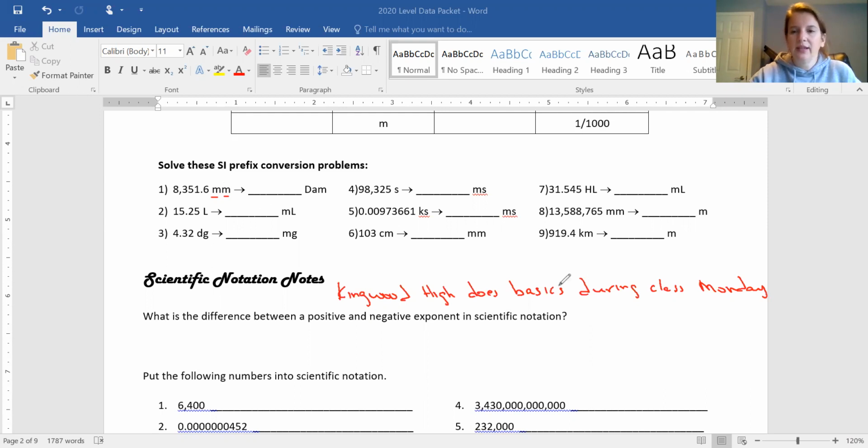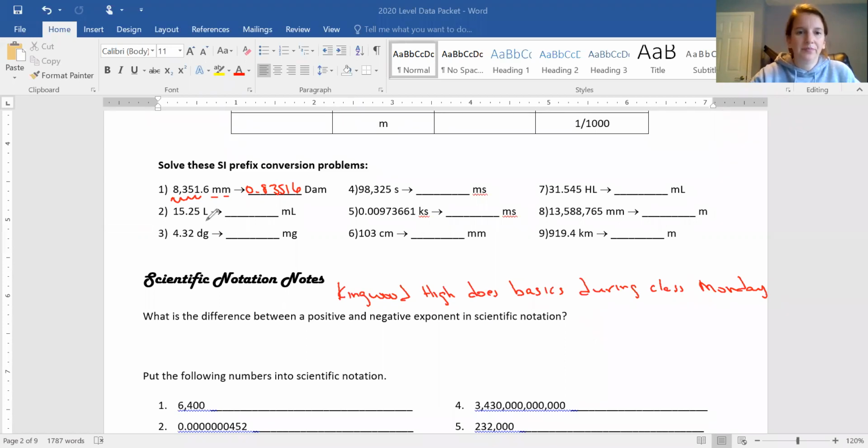So we're going from a little m, which is here, to a DA, which is here. So I need to move my decimal point 1, 2, 3, 4 times to the left. So I go back up to my answer here, 1, 2, 3, 4 times, and I have to move it right there. So I get 0.83516. So notice I had to move my decimal point 4 times to get from millimeters to decameters.